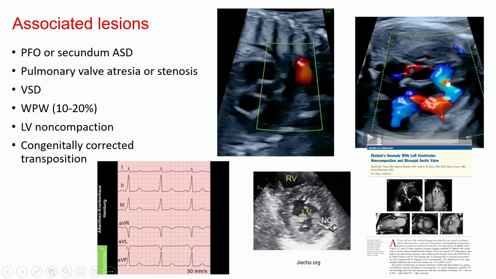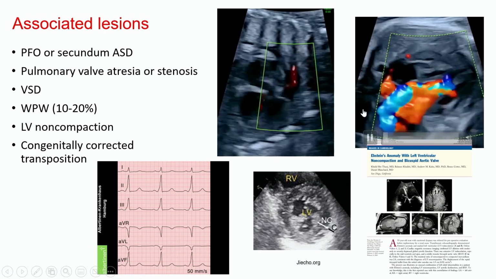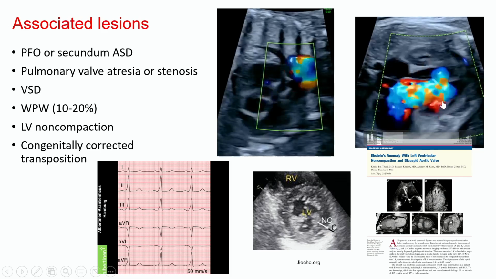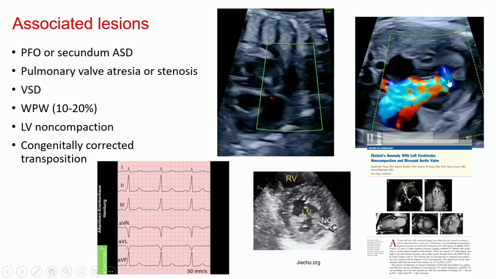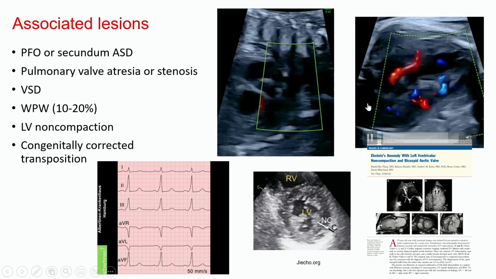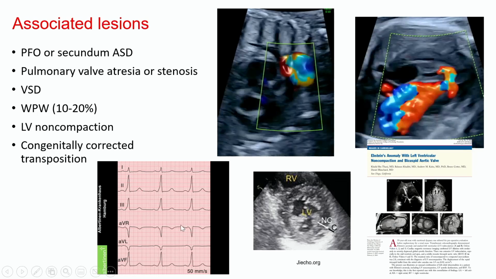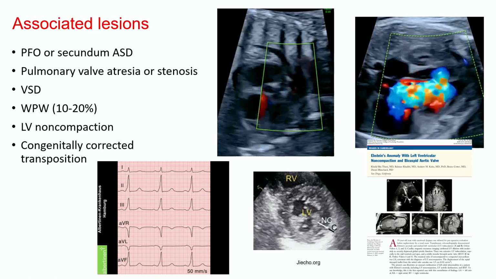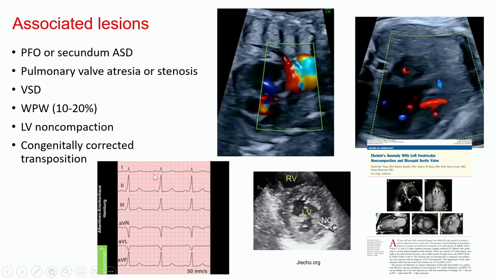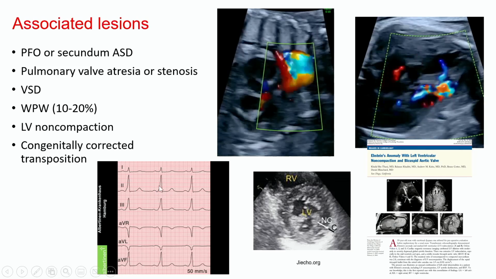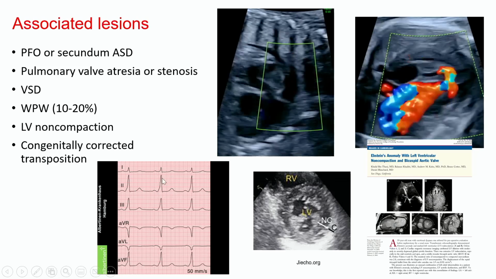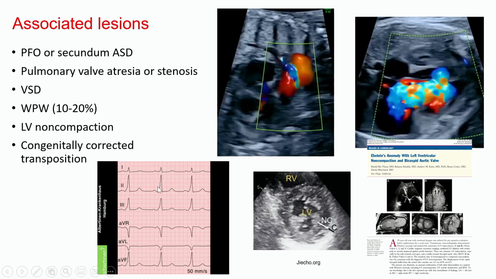Here we see a large muscular VSD. There's a lot of color when you play it because the insufficiency jet comes right close to where that VSD is, but you can see it nicely. You can also have Wolff-Parkinson-White syndrome with Ebstein's anomaly, and this is shown on this ECG where you have a short PR interval and a slurred upstroke of the QRS, which is called a delta wave.